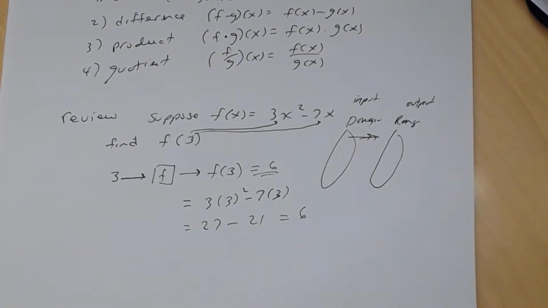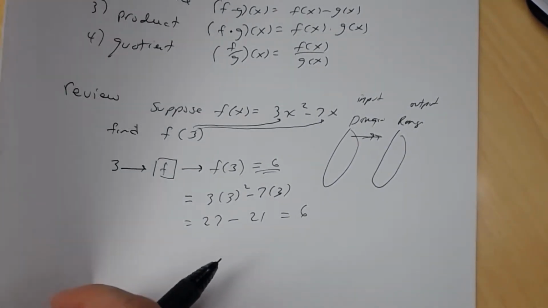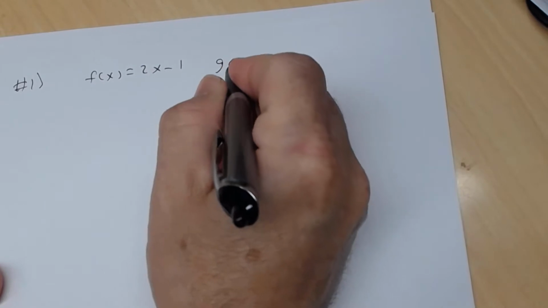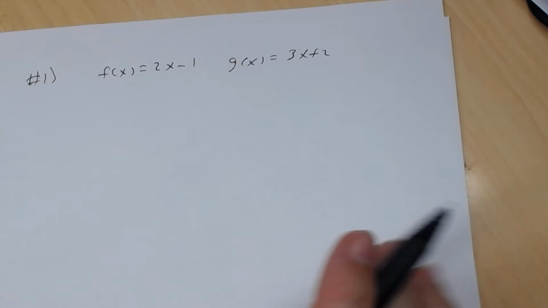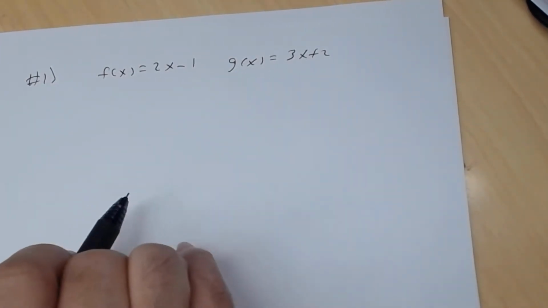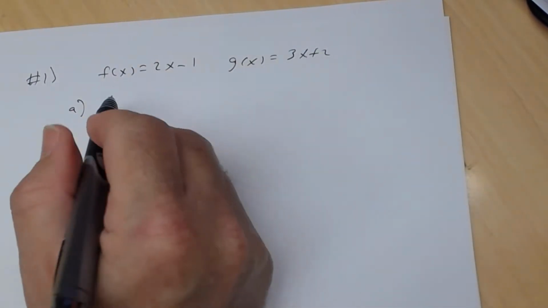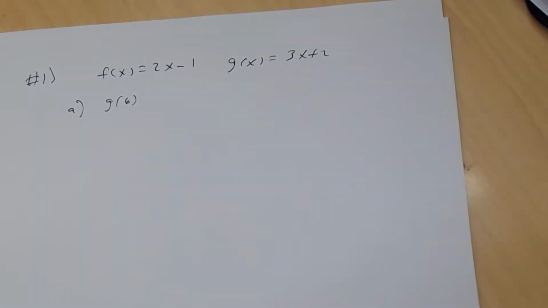Now, what if I had this? Suppose, let's call this number 1, that f of x is 2x minus 1, and g of x is 3x plus 2. So f of x is this function, and g of x is this function. Now let's suppose I want to find, let's call this a, g of 6. Remember what that means.